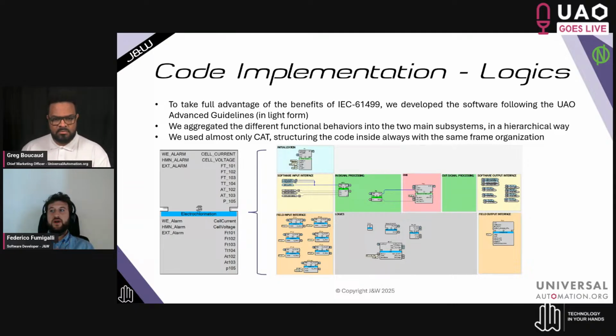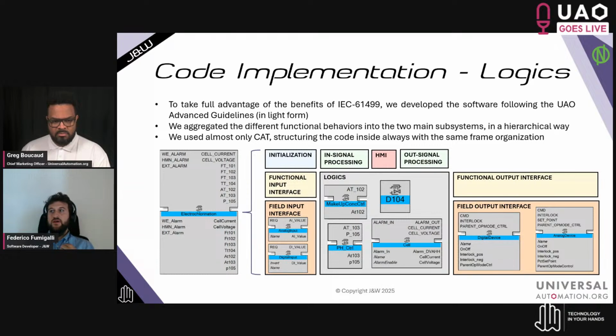We have the logic part, the field output interface, of course, and the internal initialization. We organize it this way. You can see on the left side the electrochlorination CUT, containing all the functional behaviors you saw previously. You see here there is another representation, but on the left side in the field input interface we communicate with analog input CUT, digital input CUT, and of course again these are reusable objects for our implementation.